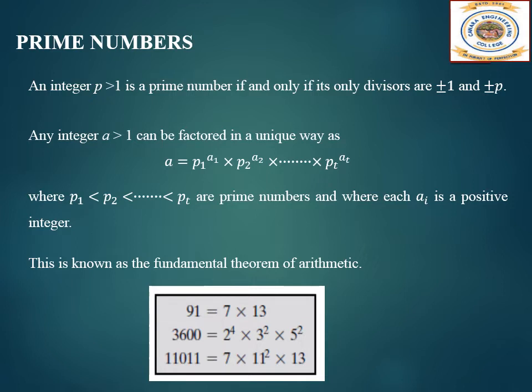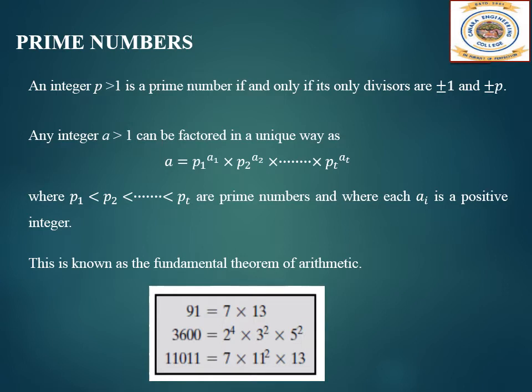What is a prime number? A prime number is an integer greater than 1 if and only if its only divisors are plus and minus 1 and plus or minus p, the same number itself. So any integer a greater than 1 can be factored in a unique way as a = p1^a1 × p2^a2 and so on up to pt^at, where p1 < p2 < ... < pt. These are prime numbers and each ai is a positive integer. This is known as the fundamental theorem of arithmetic.